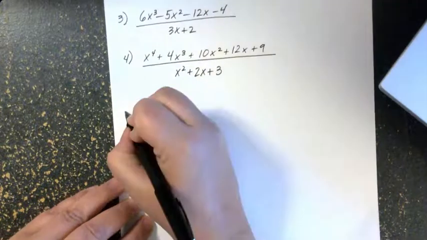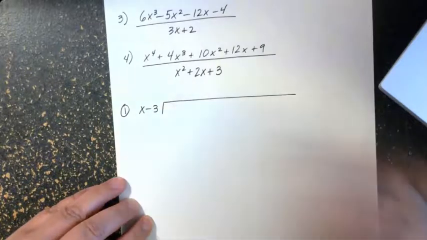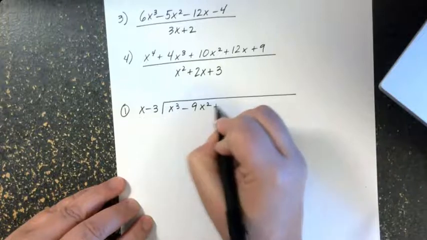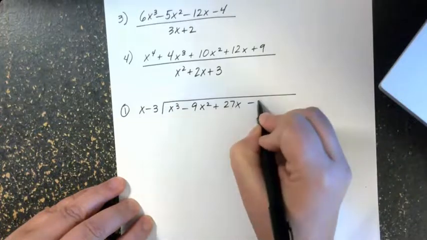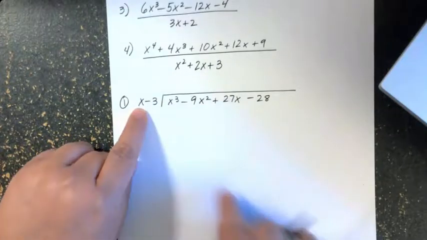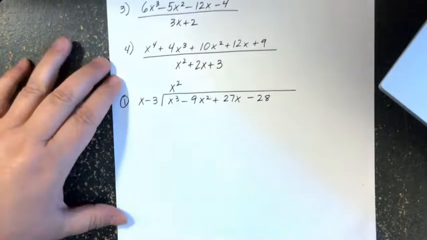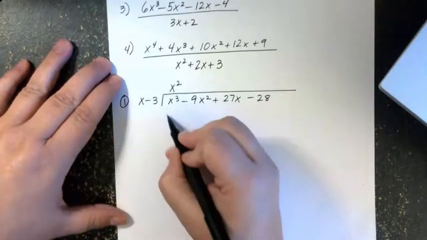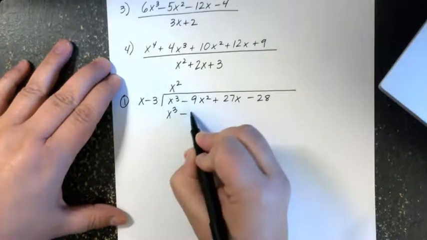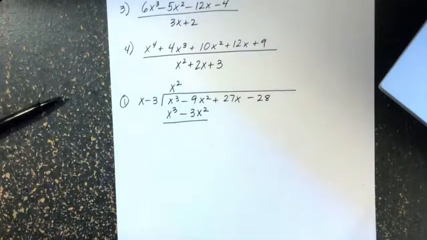All right, number 1, x minus 3 is being divided into x cubed minus 9x squared plus 27x minus 28. The first question I ask myself is, what do I multiply x by to get x cubed? The answer is x squared. Then I multiply x squared times x, giving me x cubed, and x squared times negative 3, giving me negative 3x squared. Then I'm going to subtract top to bottom.